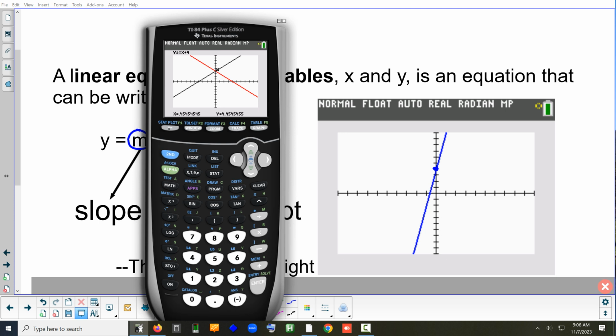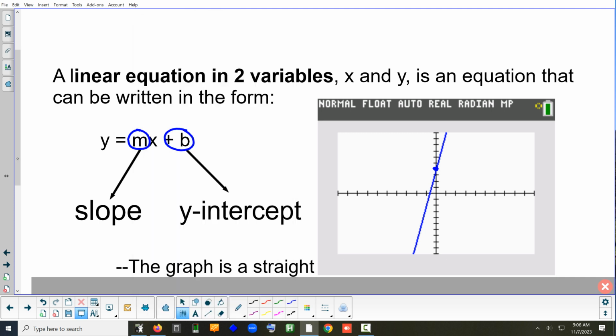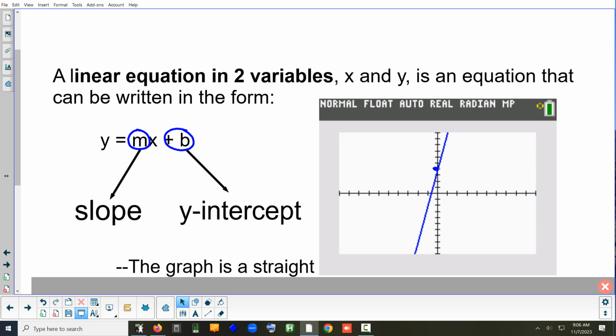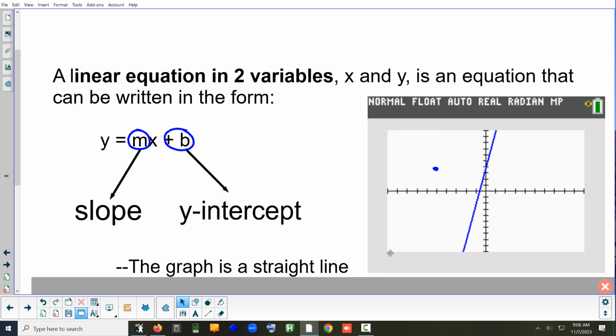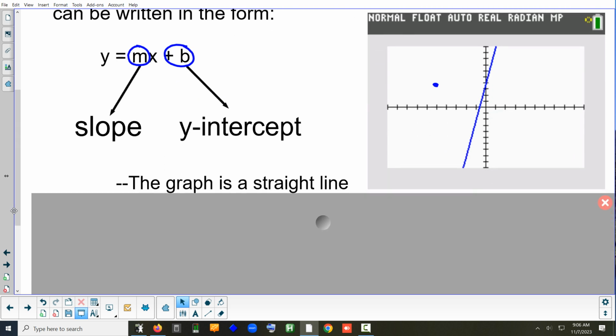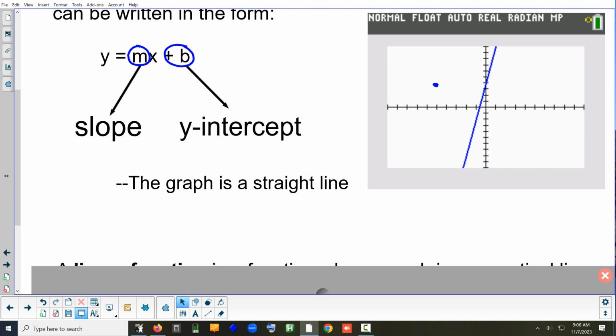Okay, but anything that's in that form, y equals a number with x plus a number at the end, is always going to be a straight line. That's a straight line. It's not the only way to write an equation of a straight line, but it's the one that we use quite a bit.